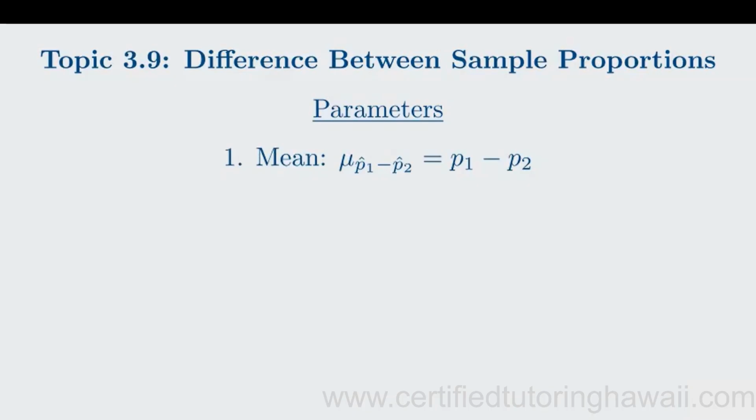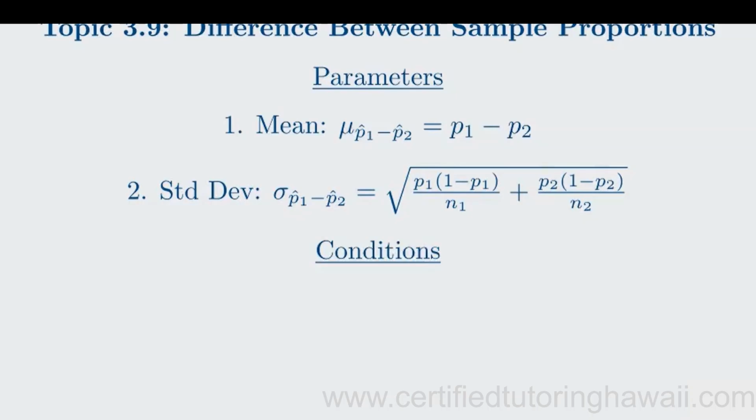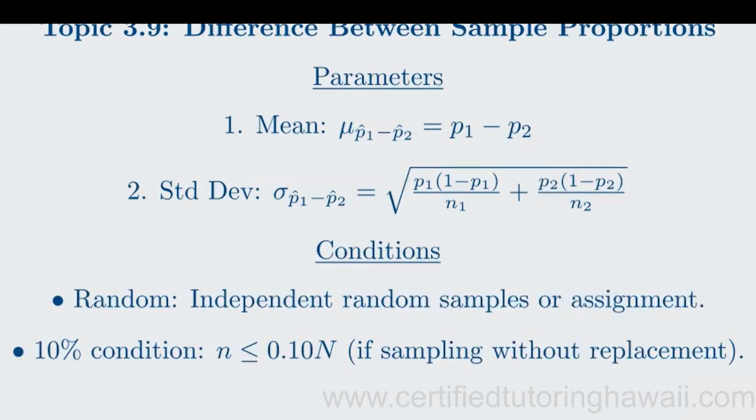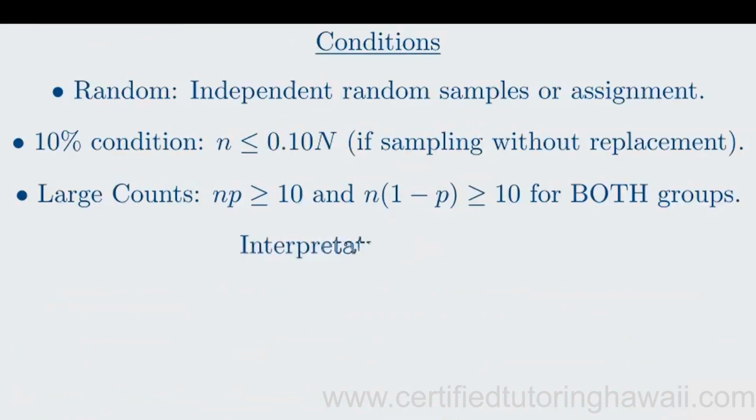The standard deviation formula reinforces the idea that variation accumulates. We always add the variances of our two independent samples. Second, we mastered the justifications. Without meeting these conditions, our calculations lack a solid foundation. Remember that the large counts condition is what specifically grants us permission to use the normal distribution curve for our probability calculations. Finally, we practiced interpretation.